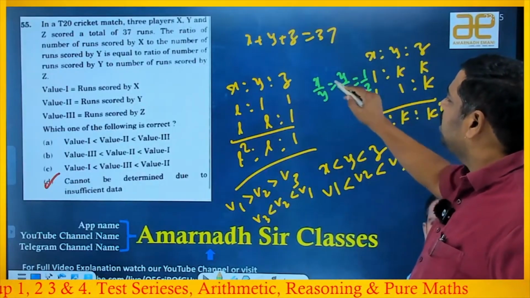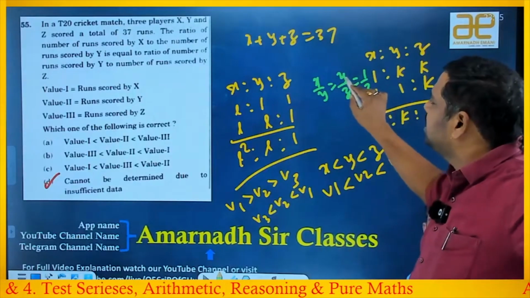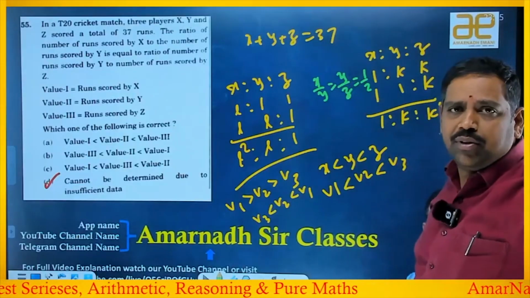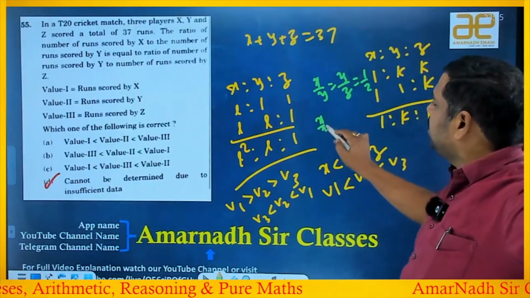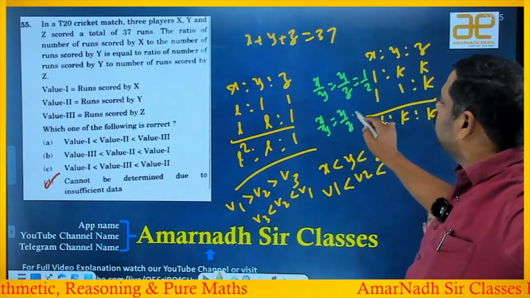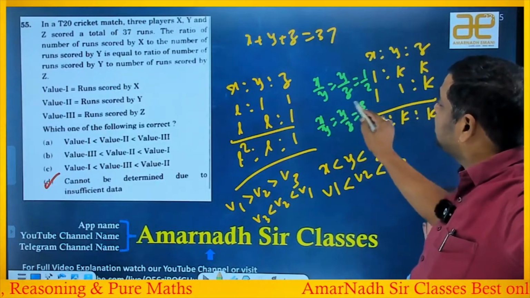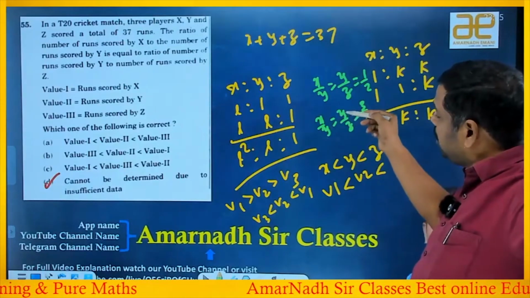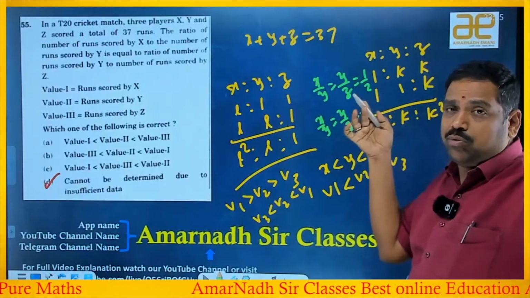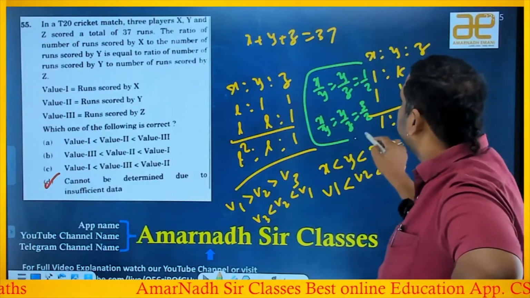If it is 1 by 2, X is less and Y is more, Y is less, Z is more, definitely Z is more. Suppose if X by Y is equal to Y by Z is equal to, suppose, 3 by 2, then X is more, Y is less. When compared to Y, Z is less, so X is more. So we can't say which is right one.